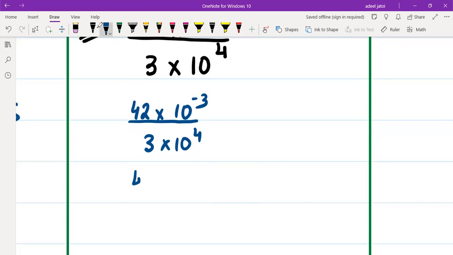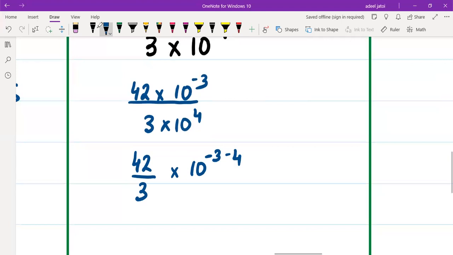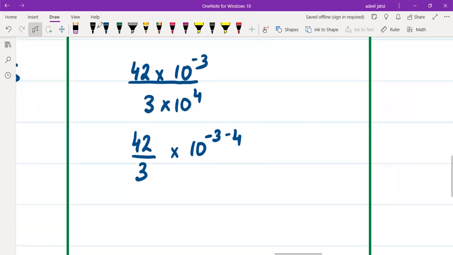So can we do this? 42 divided by 3 is treated separately. Multiply by 10 to the power minus 3 minus 4. Because obviously, as I said, when bases are same and divided, powers are subtracted.